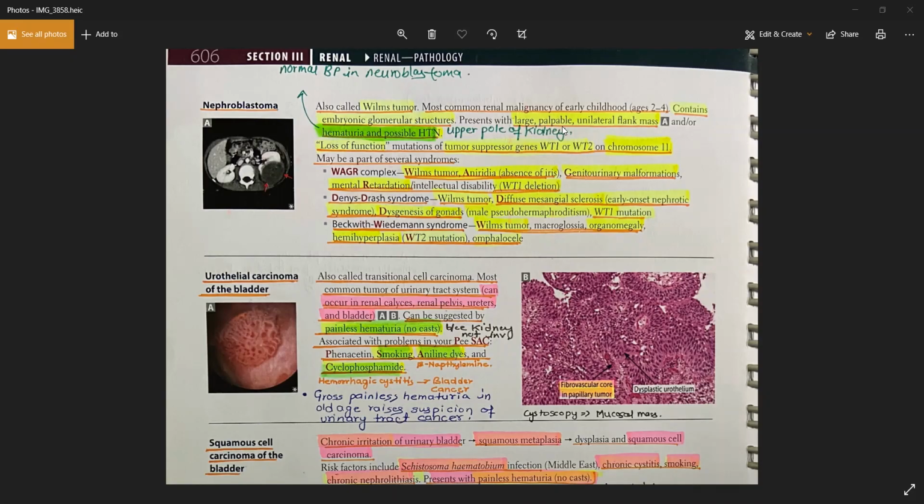It will present as a large palpable unilateral flank mass. Please note it must be unilateral. It cannot cross the midline, so it cannot be bilateral. Versus the neuroblastoma, which we discussed in the endocrine session. The neuroblastoma can cross the midline, so it can become bilateral. But the nephroblastoma is only unilateral. In both cases, you'll have this kind of kidney mass. If this kidney mass is crossing the midline, it will be the neuroblastoma. If the kidney mass remains on the unilateral side, it will be the Wilms tumor.